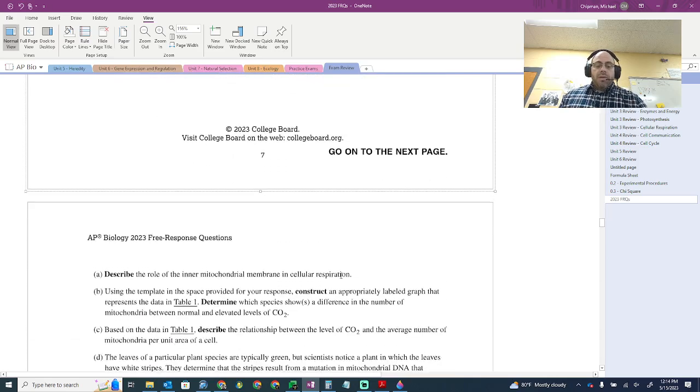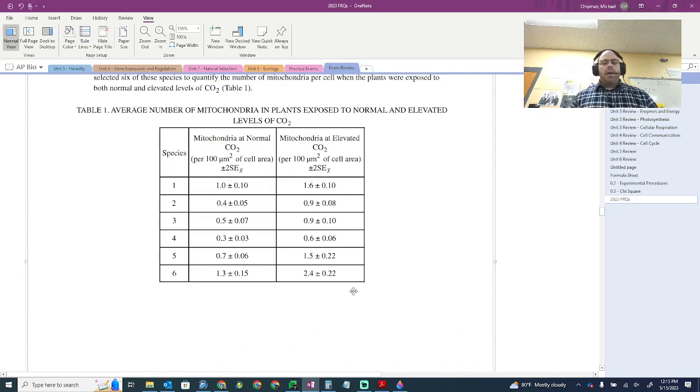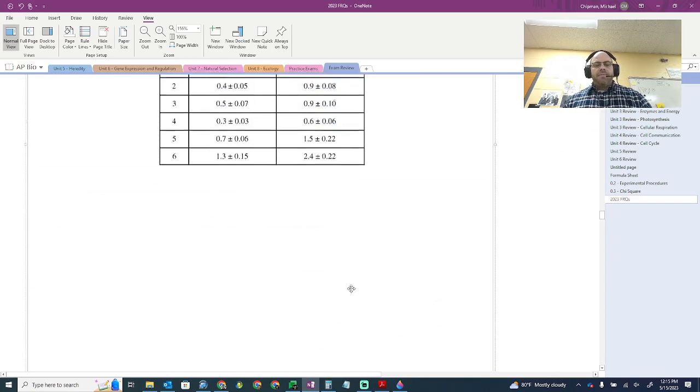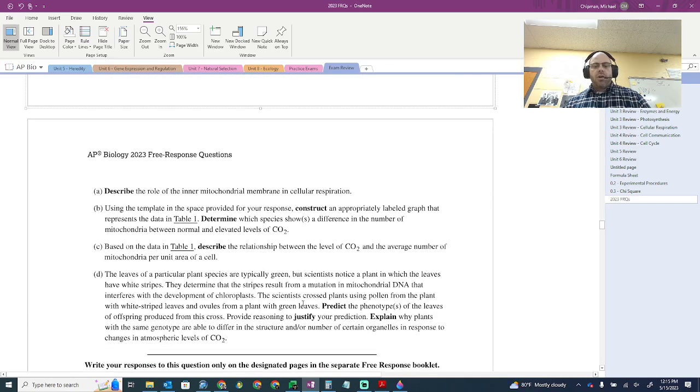And the second part of this, determine which species show a difference. I went ahead and looked at this ahead of time, and what you're looking for in this question is if any of the error bars overlap. Do any of the species show a difference? If they don't overlap, then yes, there is a difference. If they do overlap, then there's no statistically significant difference between the two. And none of the species have overlapping error bars. And so the correct answer for this is that all six species show a significant difference.